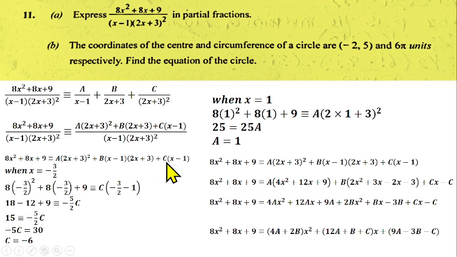So if that should be the case, this will take care of this, because if you cross multiply, this will multiply this, this will multiply this, which can cancel at both sides. So technically the denominators can cancel. So that means you have 8s squared plus 8s plus 9 equivalent to a into this plus b into s minus 1 into 2s plus 3 plus c into s minus 1.